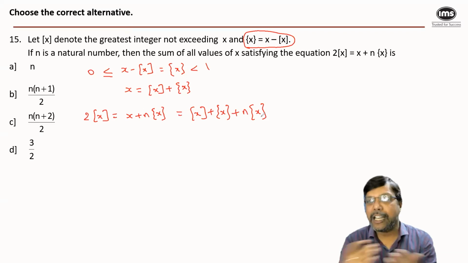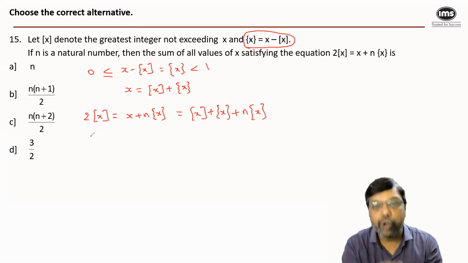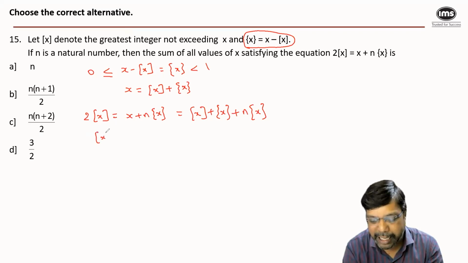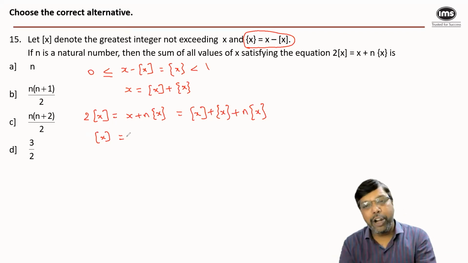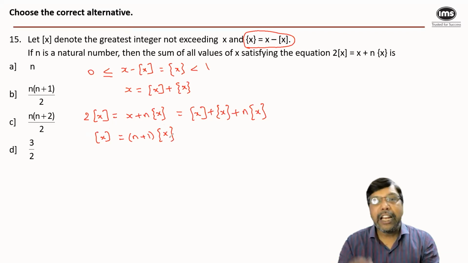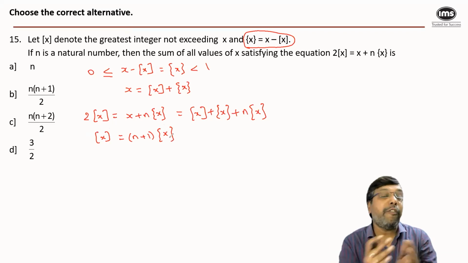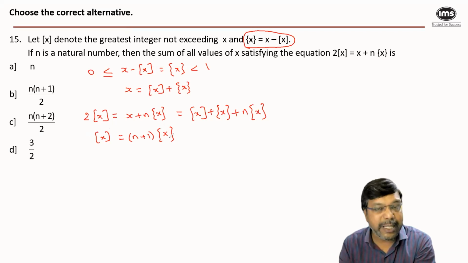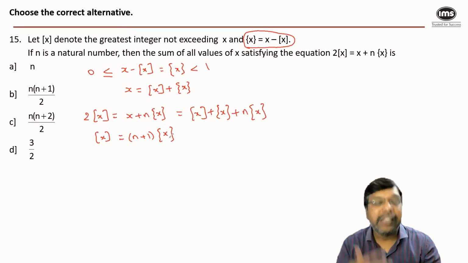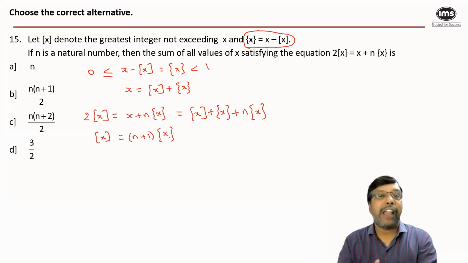Now, if I bring the greatest integer x to the left side, 2 into greatest integer x minus greatest integer x becomes greatest integer x alone. And on the right side, if I take fractional x common, I get n plus 1 into fractional x. Now, we are to find the sum of all possible values of x for different values of n, where n is a natural number. So let us see what are the different values of x we will get for different values of n.